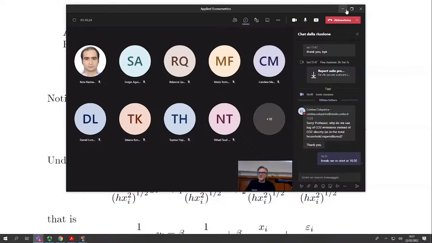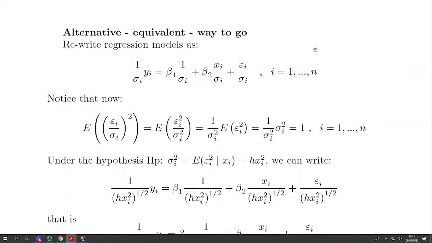Okay, so we can start. During the break, I got a question from the audience. Can you better explain why you have divided the regression model by sigma i, by the standard deviation of the error term?